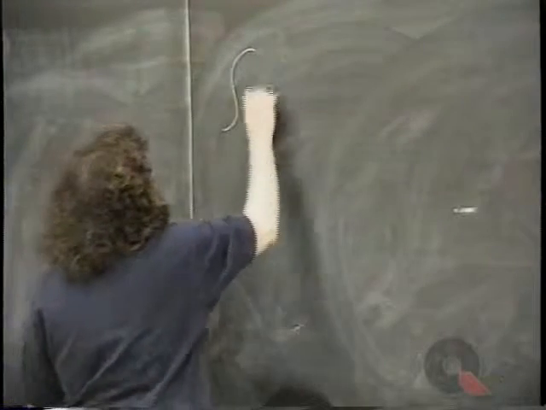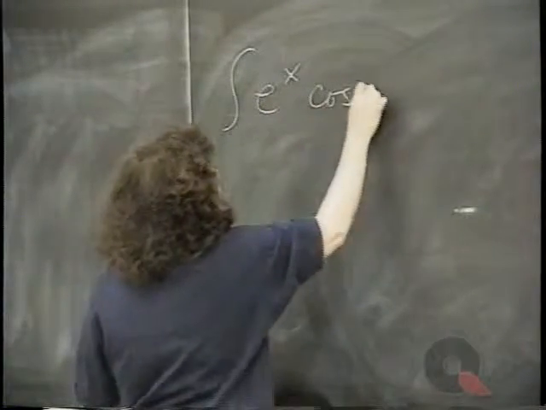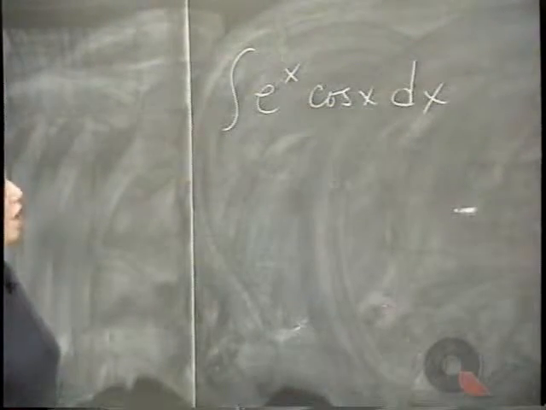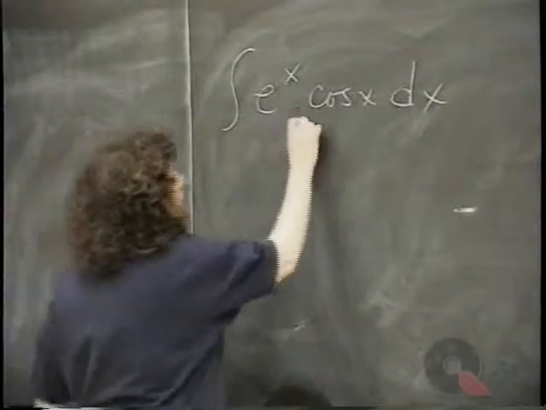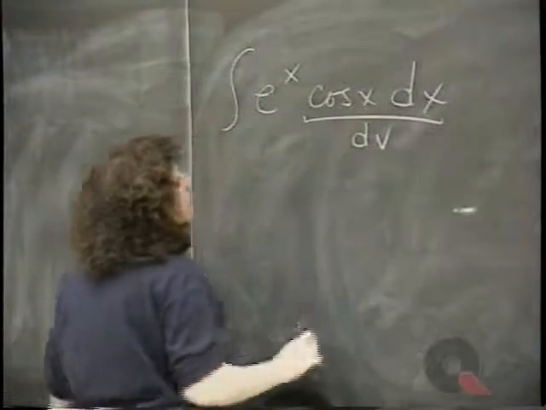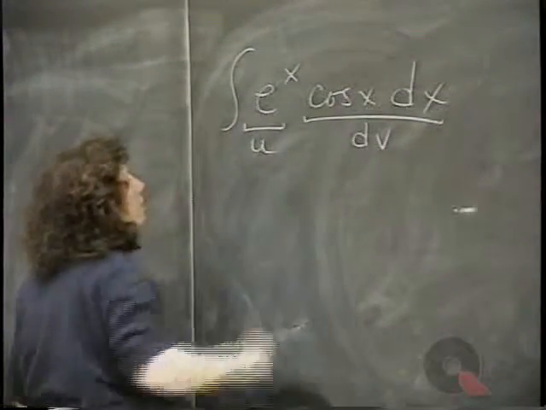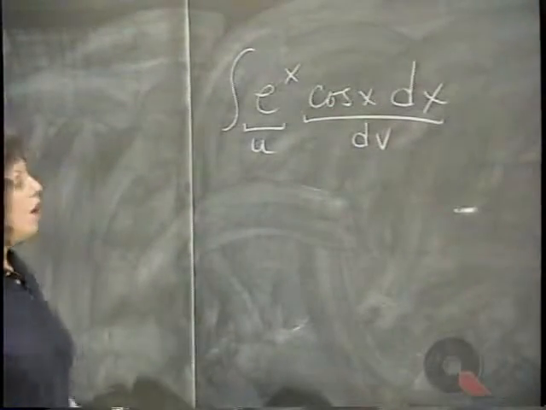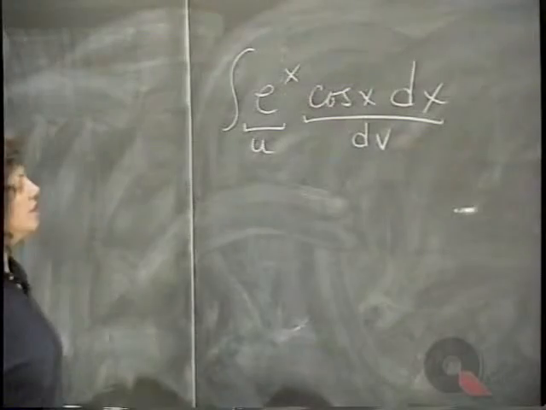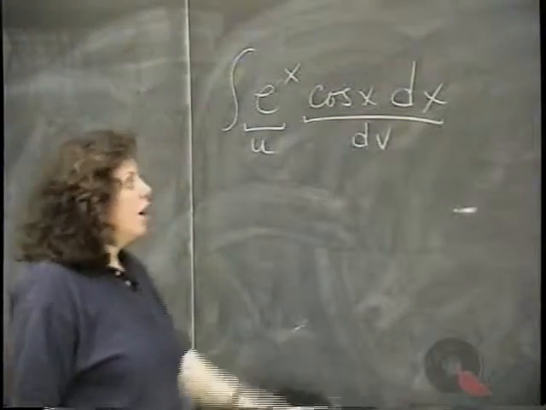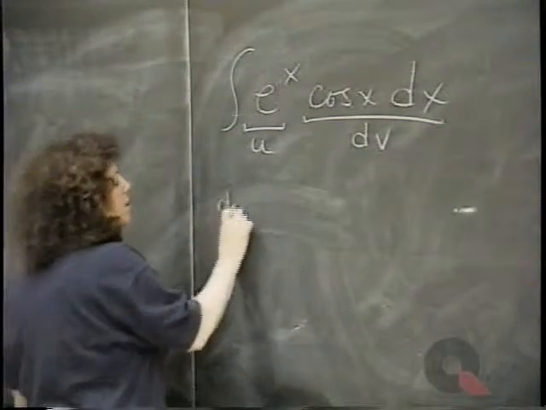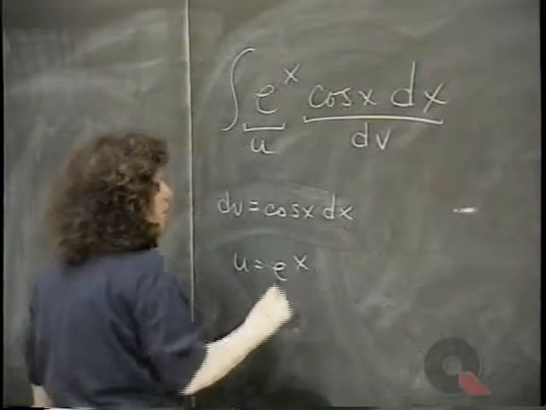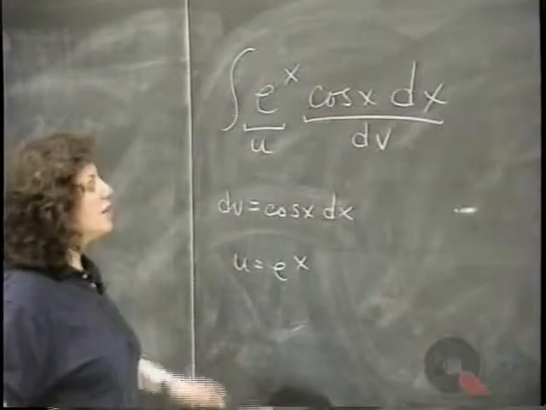For our next example, let's try the integral of e to the x cos x dx, a product of two transcendental functions. I'm going to let dv be that and u be that, and see what happens. So we want to integrate e to the x cos x dx, and we're just going to let dv be cos x dx and u be e to the x. Turns out it really won't matter.